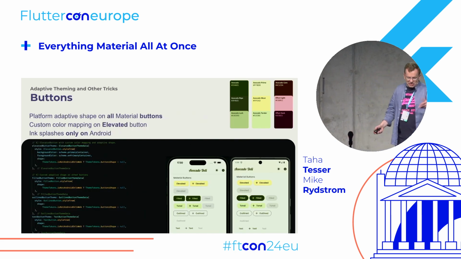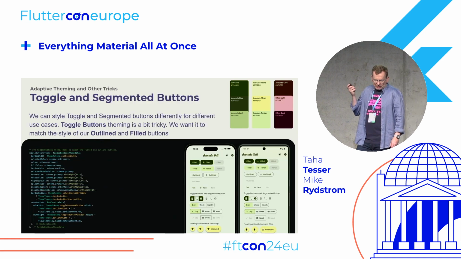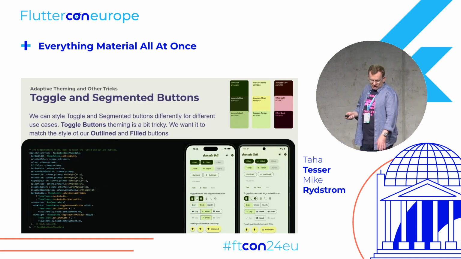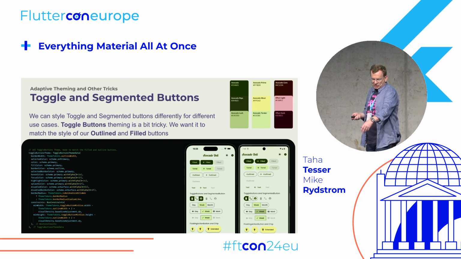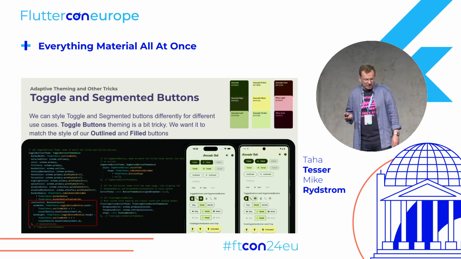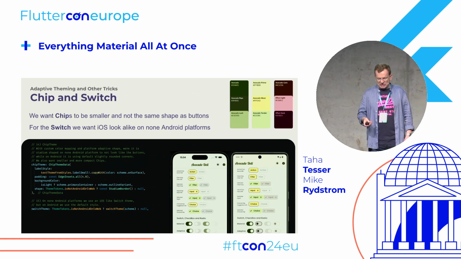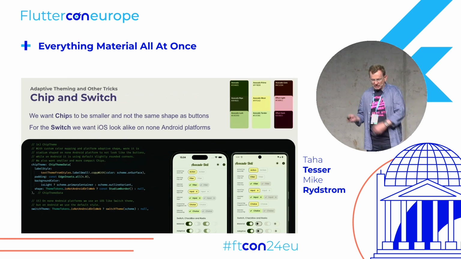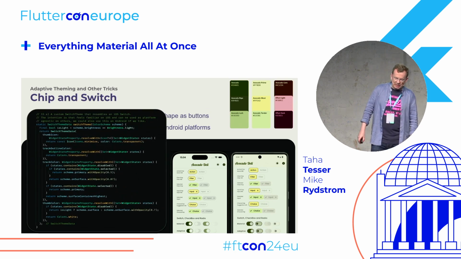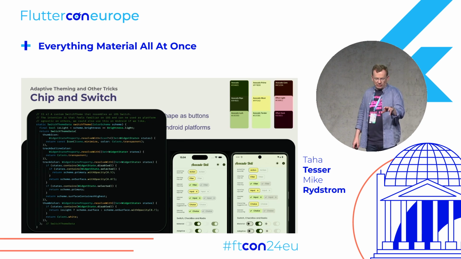All right, then just buttons, different shape depending on the theme response. Same thing with the toggle and segmented buttons. And you can see you have the instant flashes and the splashes on Android, whereas we don't have that on the iOS side when we're doing that. Also, the chips we're making a little bit smaller, reversing the look of them. And we have a fancy switch theme that actually makes the default switch look like sort of an iOS switch.